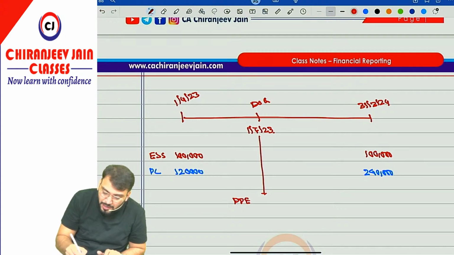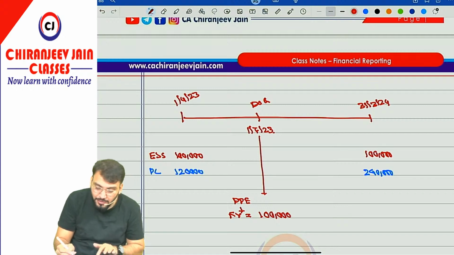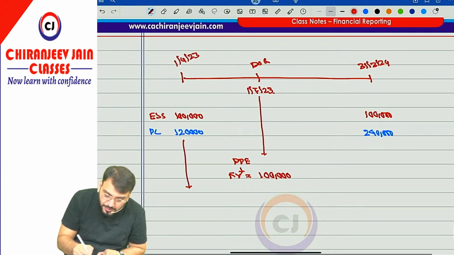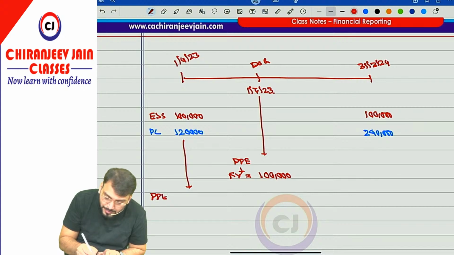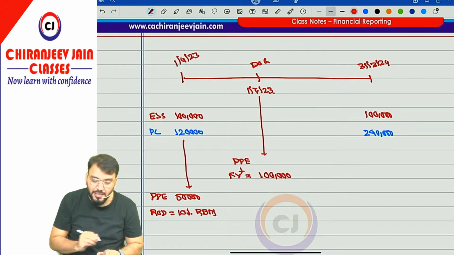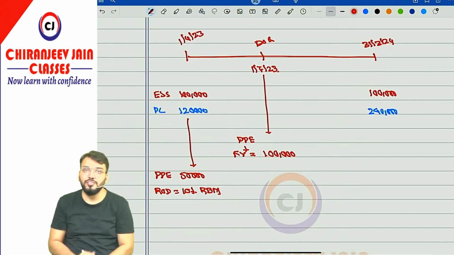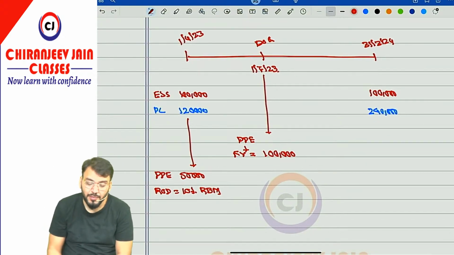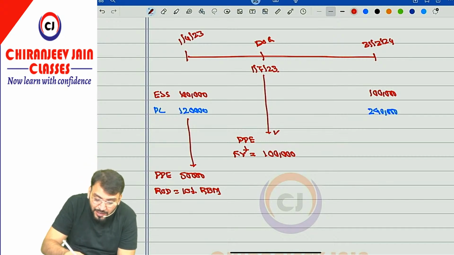So they have given property, plant and equipment fair value as on this date is 1 lakh. And they have given the opening balance of this property, plant and equipment, let's say 50,000. And they have given rate of depreciation 10%, RVM. These are the information given. Got this point? So one thing is clear that there will be some increase in the value of asset because of this fair value information.